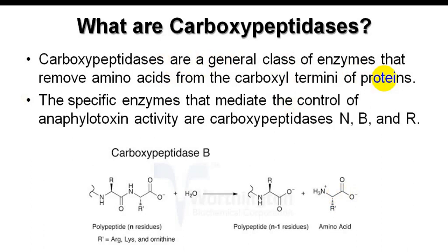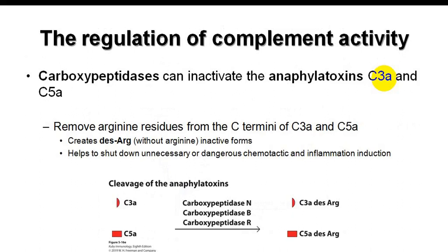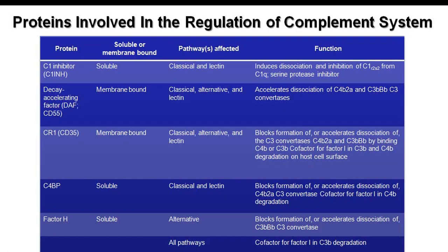So the regulation of complement activity: carboxypeptidase can inactivate anaphylotoxin C3a and C5a. It removes arginine residues from C-terminus of C3a and C5a. So what this does, let's see diagrammatically: C3a of C3 convertase, C5a of C5 convertase, the smaller fragments, carboxypeptidase N, B and R. What it does, it will create the desarginine form and inactivate these anaphylotoxins. Once the anaphylotoxins are inactivated, it won't be in a position to generate inflammatory response.